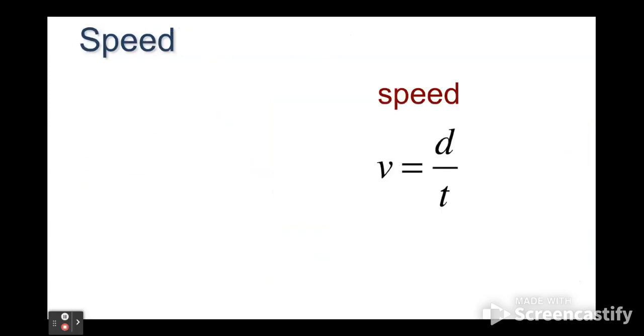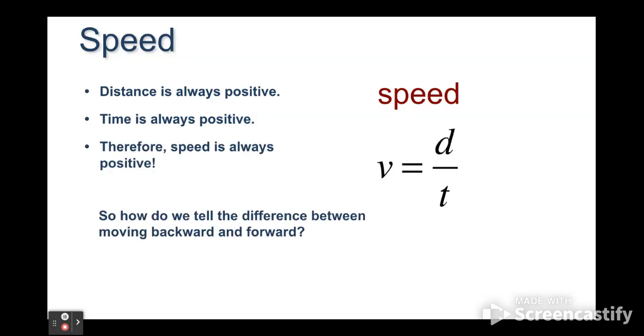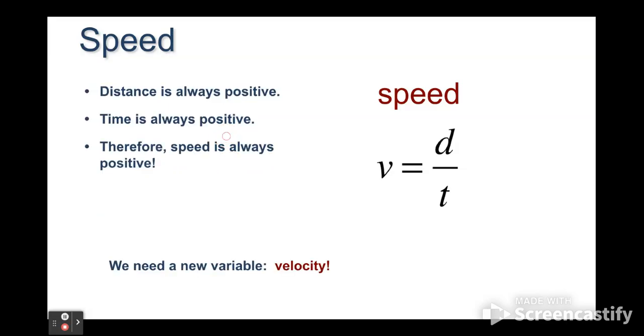So let's start off by talking about speed. Speed is a value that's always going to be positive. So we're looking at something that's really not analyzing the direction that something is going. Also, time is always going to be positive because you can't really go backwards in time. Therefore, speed is always going to be a positive number. So how do we know the difference between moving forward and moving backward? We need a new variable called velocity.